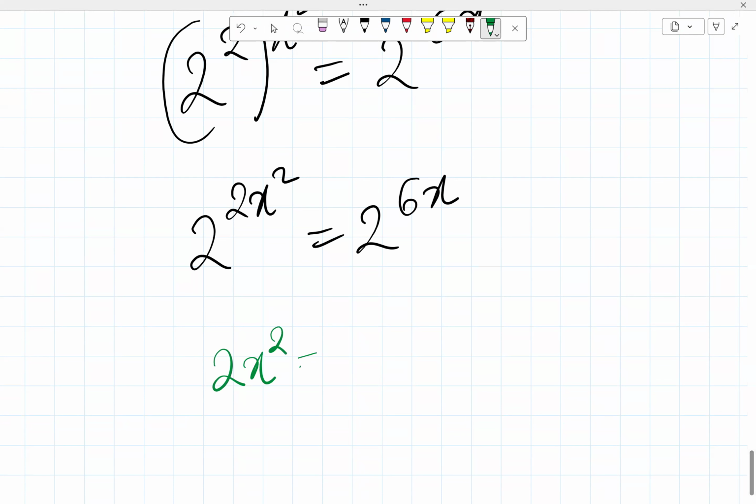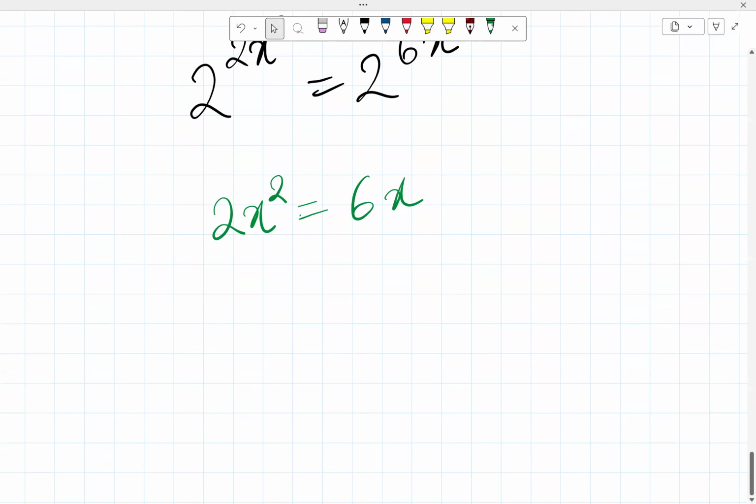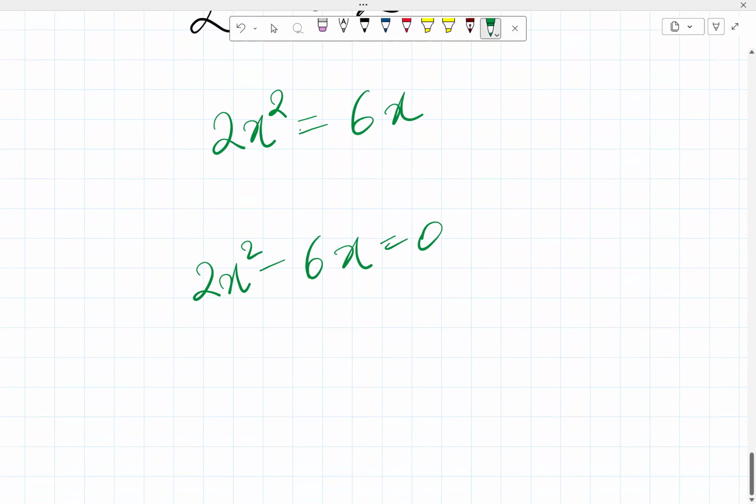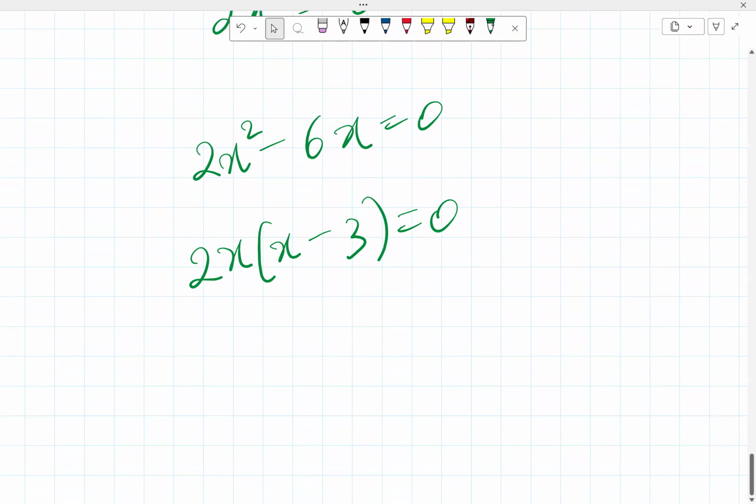So 2x squared is equal to 6x. You can be tempted to divide through by 2x, but resist the temptation. So you just have 2x squared minus 6x equals 0. Now you can factorize. 2 is common on the number part and x is common for the variable part. So you have 2x into x minus 3 equals 0. So that means 2x is equal to 0, or x minus 3 equals 0.